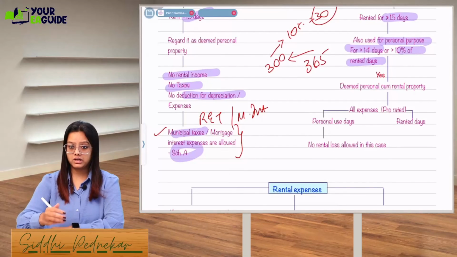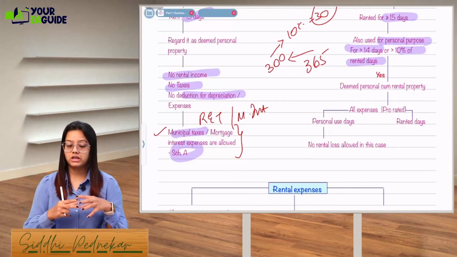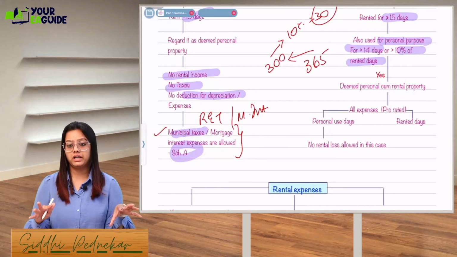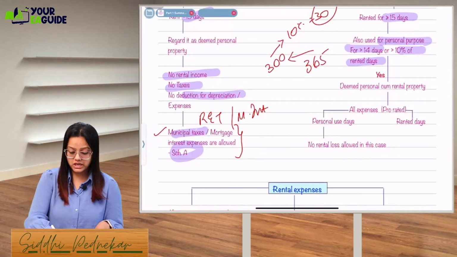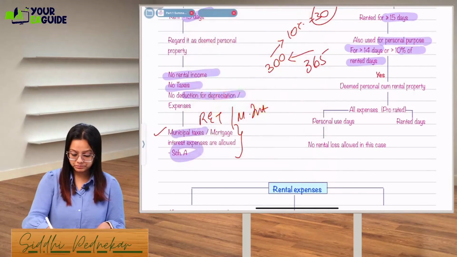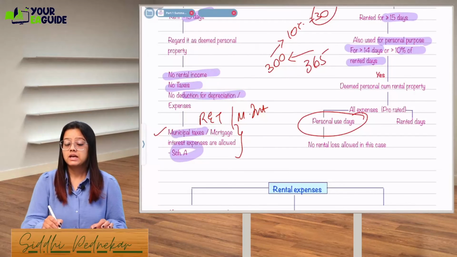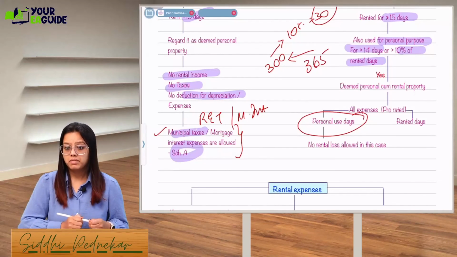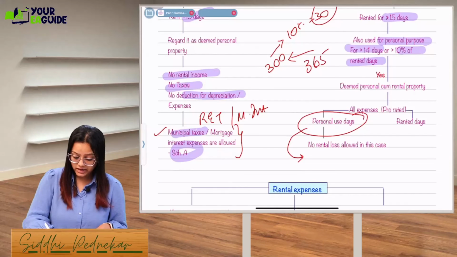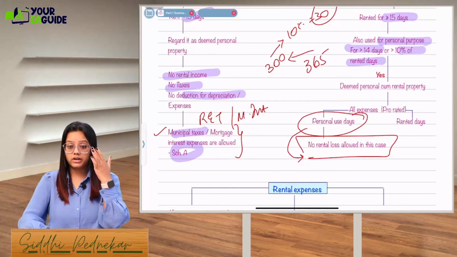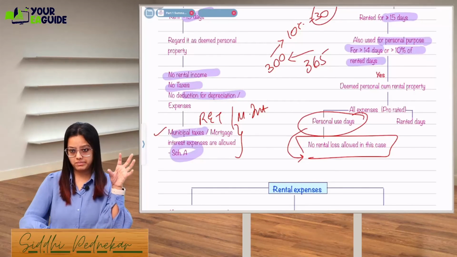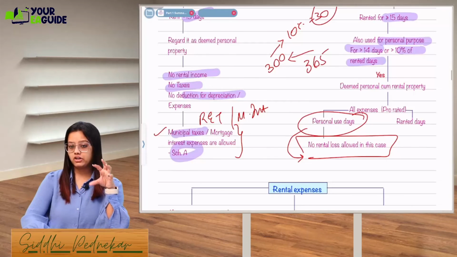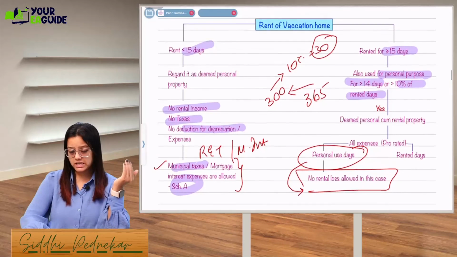Meaning whatever income I'm going to earn, I'll have to allocate it between the personal use days and the rented days. Whatever amount is allocated to personal use days will not be added as income, but against that, rental loss and expenses will also not be allowed. You have to proportion your rental property between the personal use days and the business days.